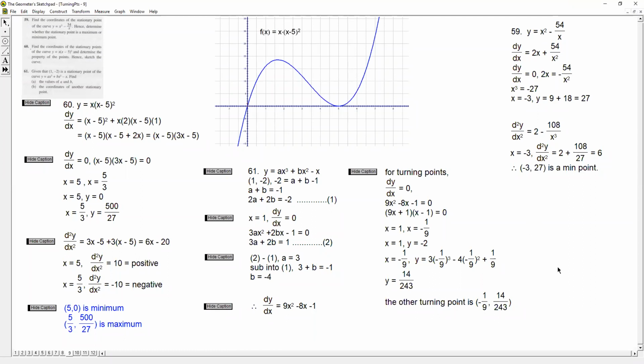Okay, that's all for today. Now before I stop, the next topic is what? Rate of change or small change? Oh yeah, no, not yet. The next topic is problems involving maximum and minimum.